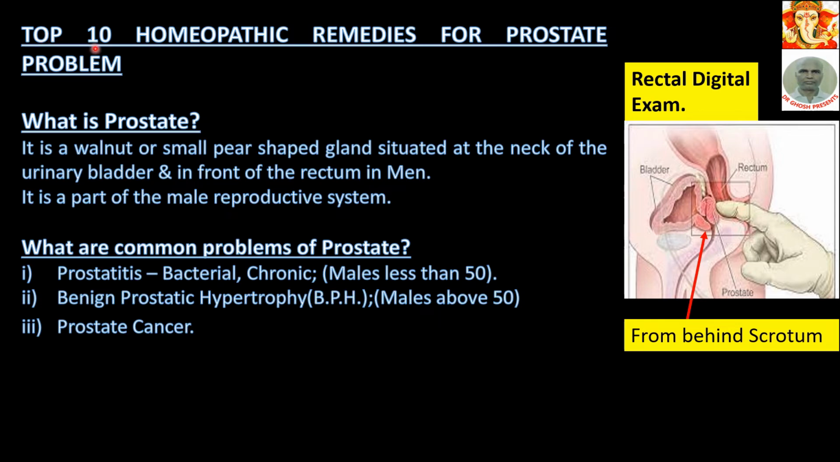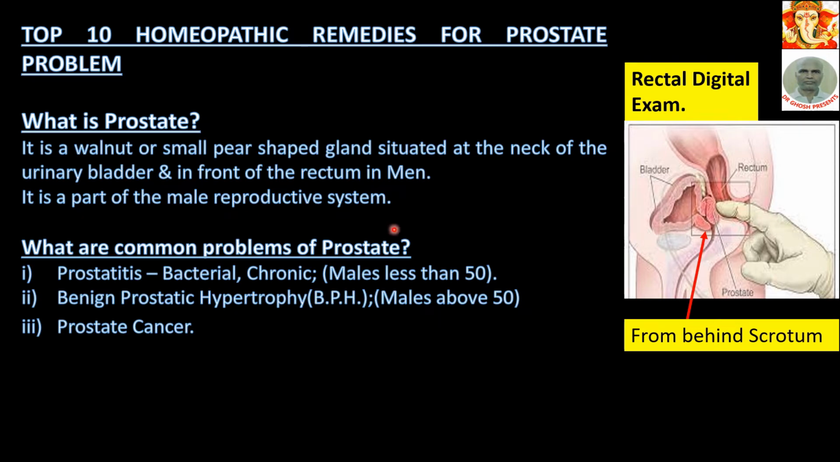Top 10 Homeopathic Remedies for Prostate Problem. What is prostate? It is a walnut or pear-shaped gland situated at the neck of the urinary bladder and in front of the rectum in male. It is a part of the male reproductive system.